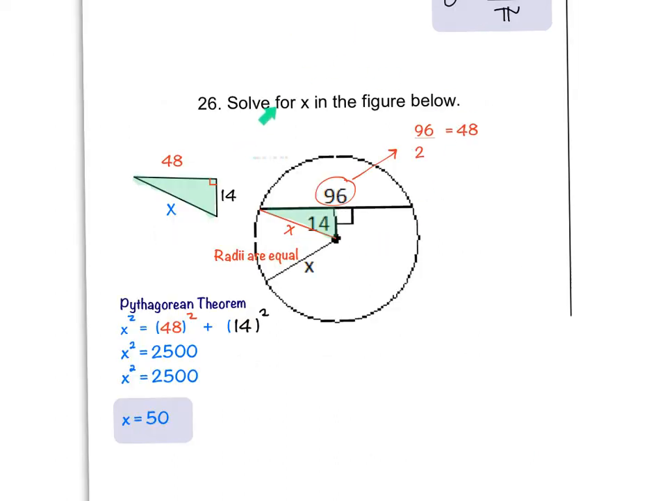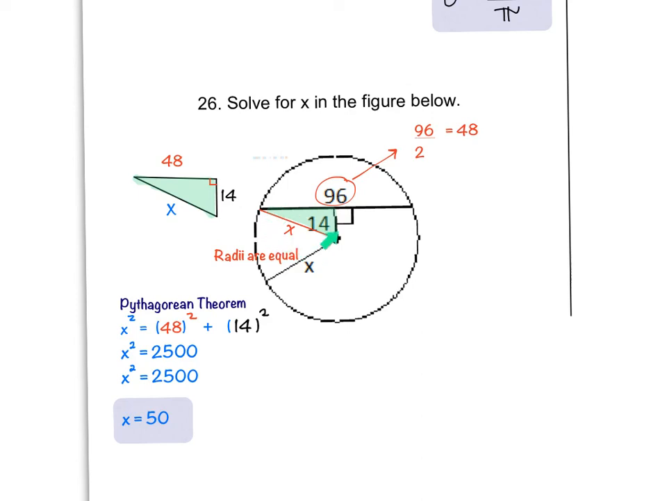Number 26. On number 26, they want you to solve for x. So you see here that you have a measurement of 96 as a chord. But I see here that I have a right angle. So this means that I have a perpendicular bisector. That means this 96 can actually be divided in two pieces, giving me each piece being 48.